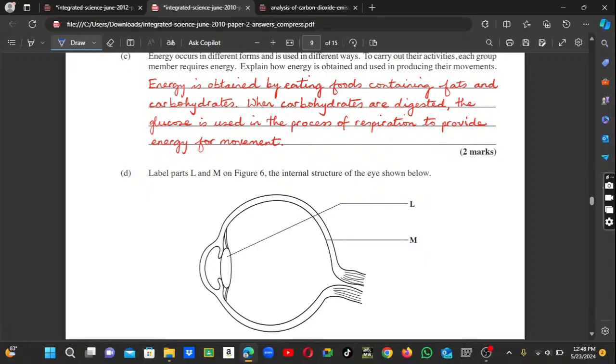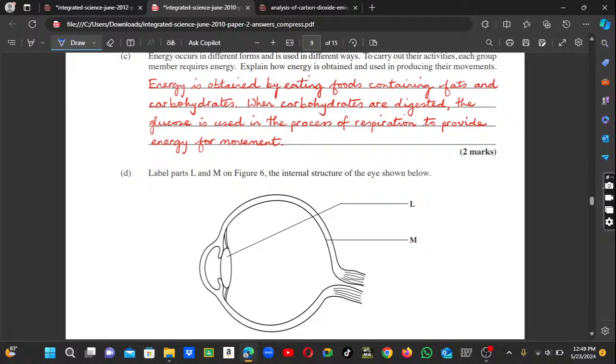Energy occurs in different forms and is used in different ways. To carry out their activities, each group would require energy. So we need to explain how energy has been obtained and used to produce their movements.